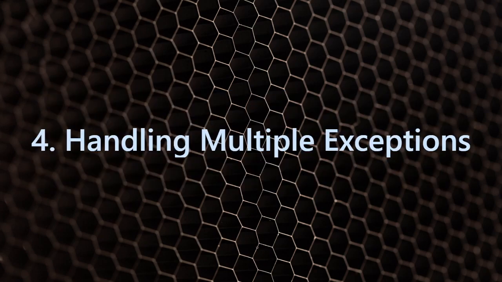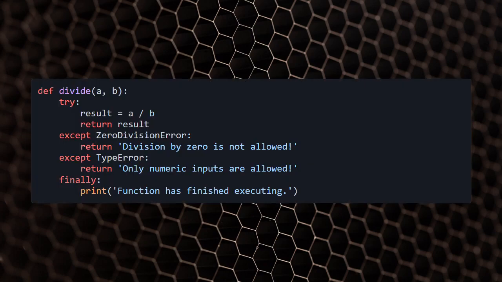We can also combine multiple except blocks to handle different exceptions, forming a more robust error handling mechanism. In this example, we add another type of exception to our divide function. We catch a TypeError, which occurs when non-numeric arguments are provided as input. We handle this error with a separate except block that returns a string indicating that only numeric inputs are allowed. Observe the modified code on the screen.